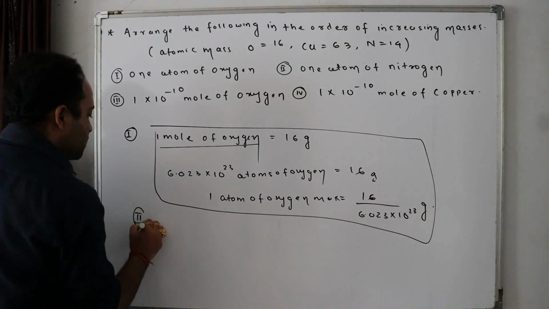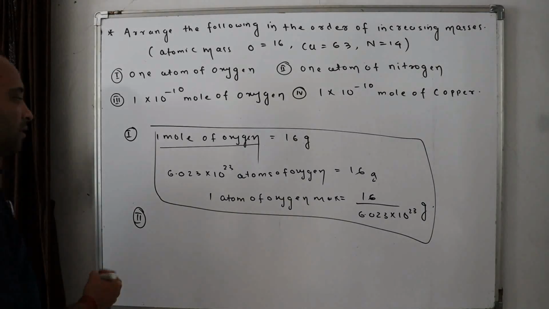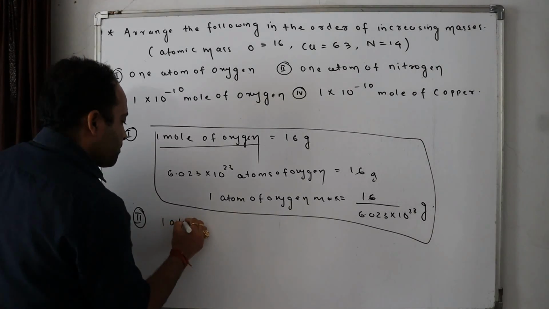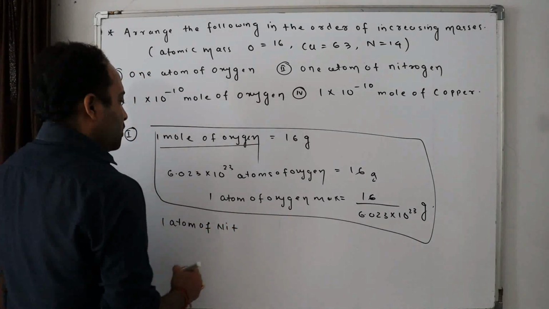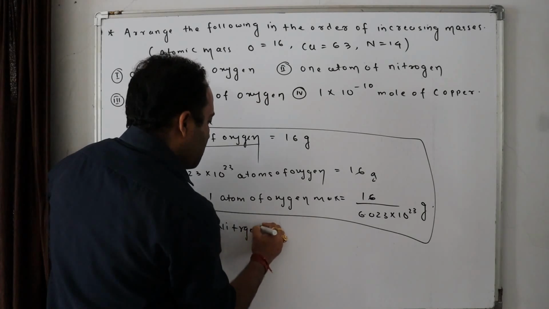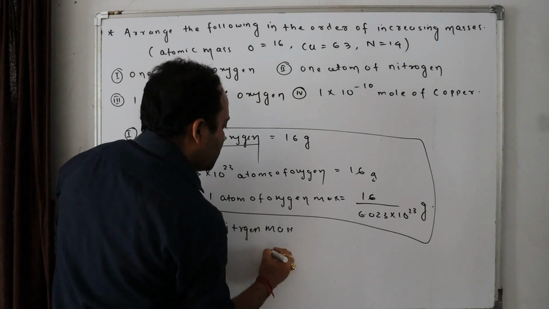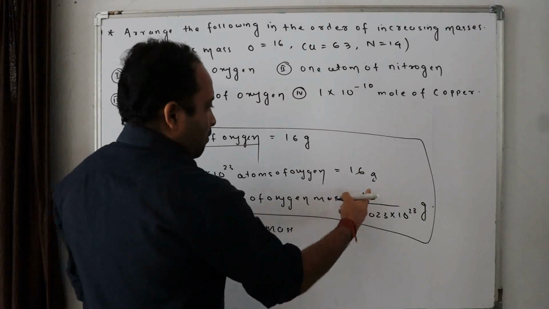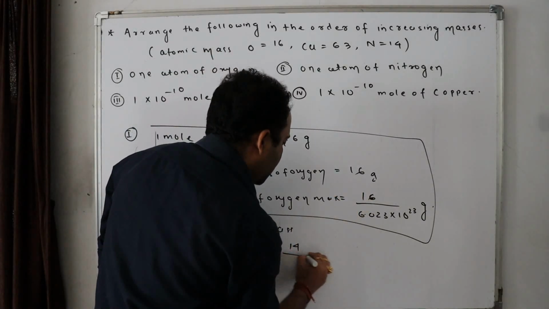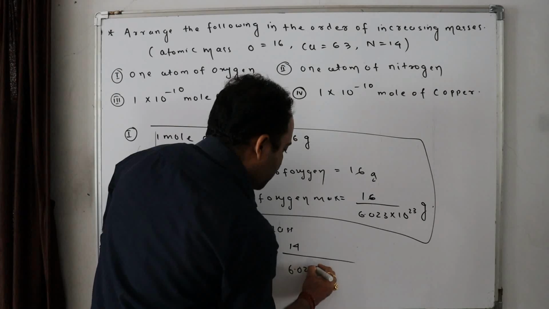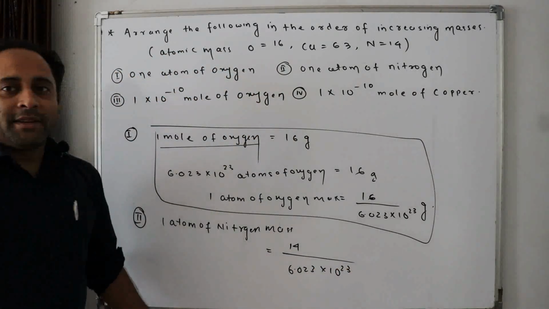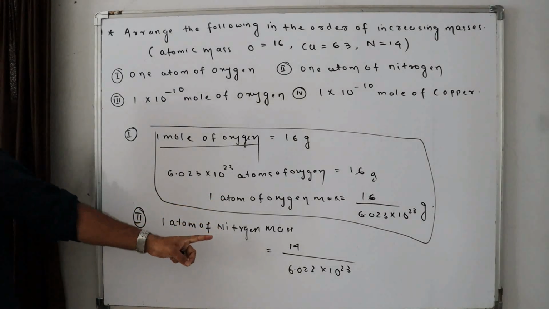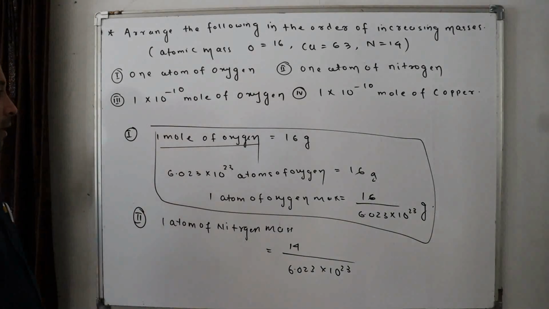Similarly, in the second bit, 1 atom of nitrogen. Similarly, the mass of 1 atom of nitrogen will be, with molar mass 14, 14 by 6.023 into 10 to the power 23. Copy it down. Easy. Next.